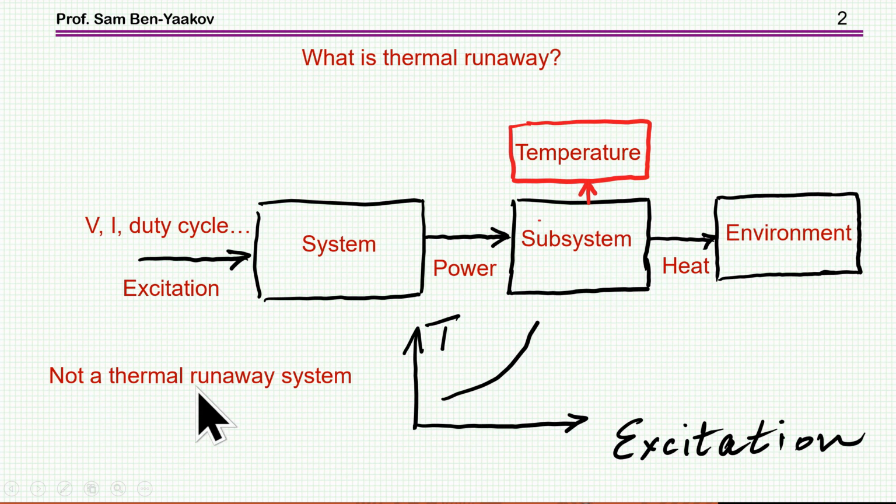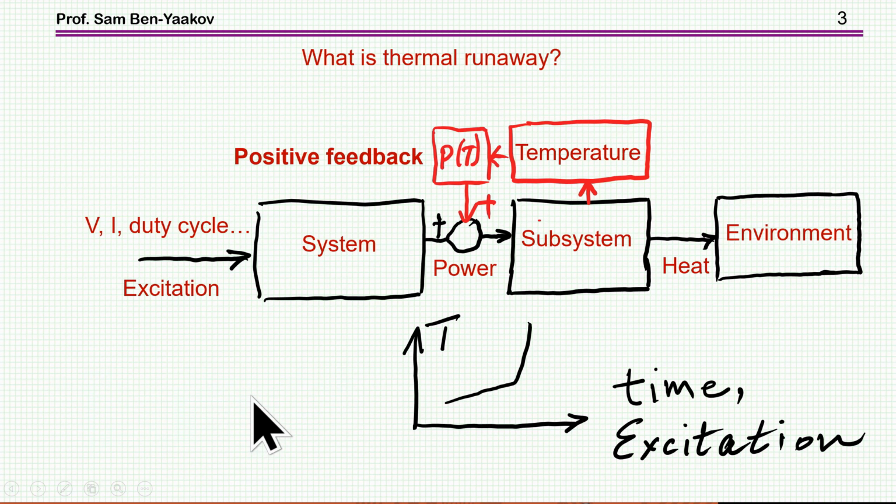Now, this is not really a runaway. In a thermal runaway that I'm talking about, we have some positive feedback. That is, we have some excitation of the system, generating power, and there is loss. This loss causes temperature rise, and this in turn increases the loss, and consequently, temperature goes up. Of course, if this loop is unstable, then what you're going to see is just a runaway.